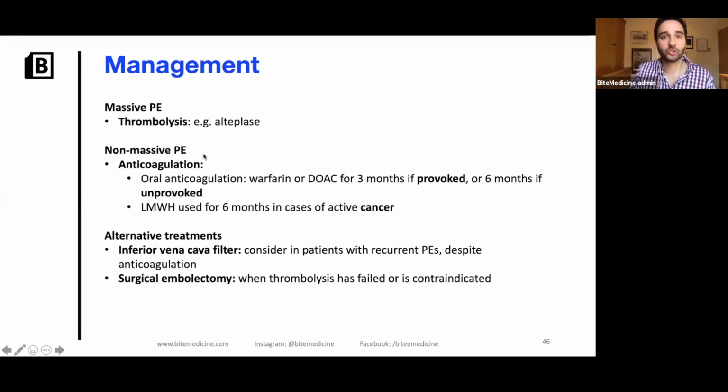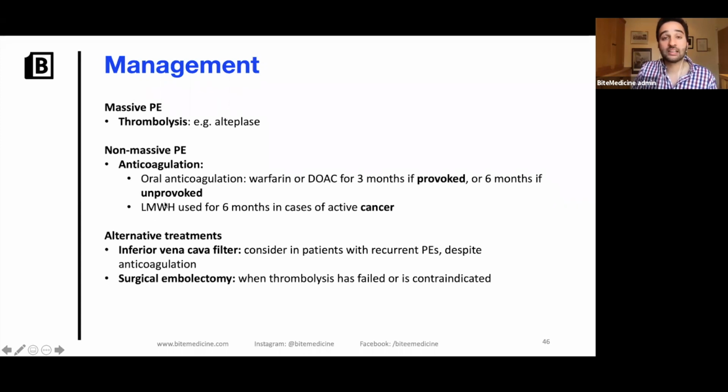Non-massive PEs, which are the majority of PEs, thankfully, this is what you need to remember. So orally anticoagulate these patients, either with warfarin or a direct oral anticoagulant, something like rivaroxaban, for 3 months if it's provoked, like we talked about before. So a risk factor within the last couple of months, 3 months, I think it was, or 6 months if unprovoked. So that's really the main points that you guys need to remember. So you continue the anticoagulation for a further 3 months if the pulmonary embolism is unprovoked.